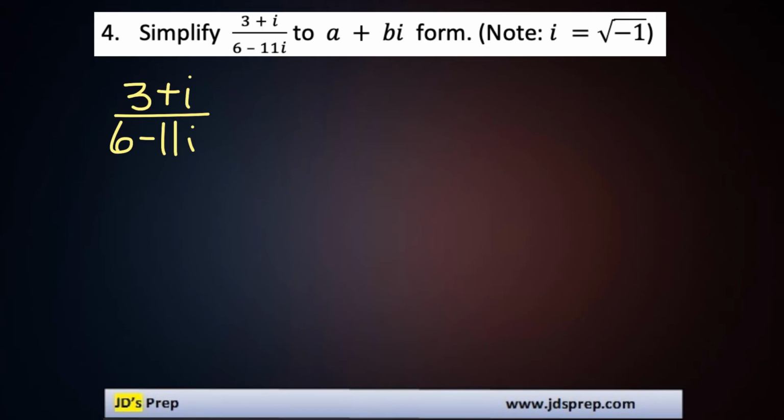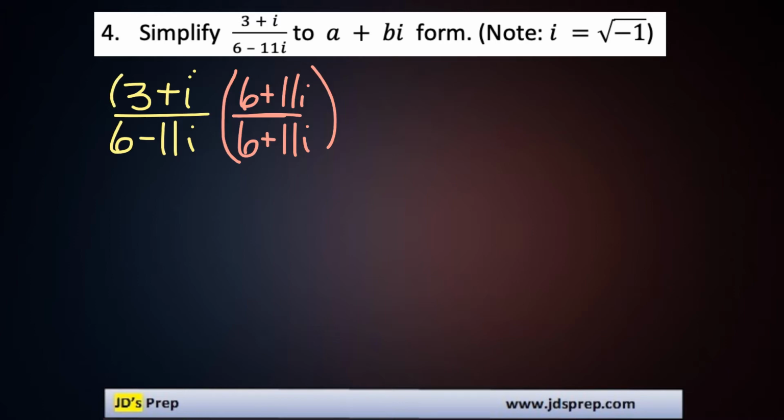All right, so for this problem, we need to simplify this given fraction. And the important thing to remember is in a solution, we can't have an imaginary number in the denominator of a fraction. So to fix this, we need to multiply both the top and bottom by the conjugate, which in this case would be 6 plus 11i. And we're going to do that with both the numerator and the denominator.